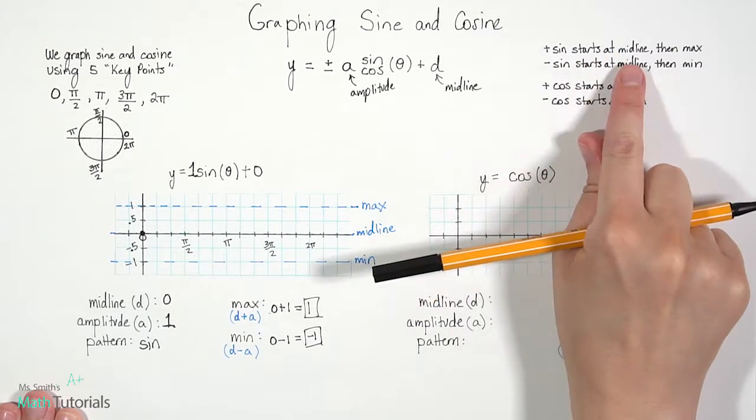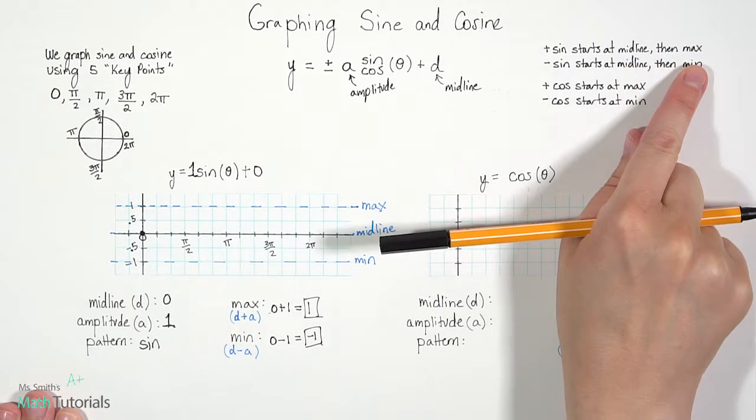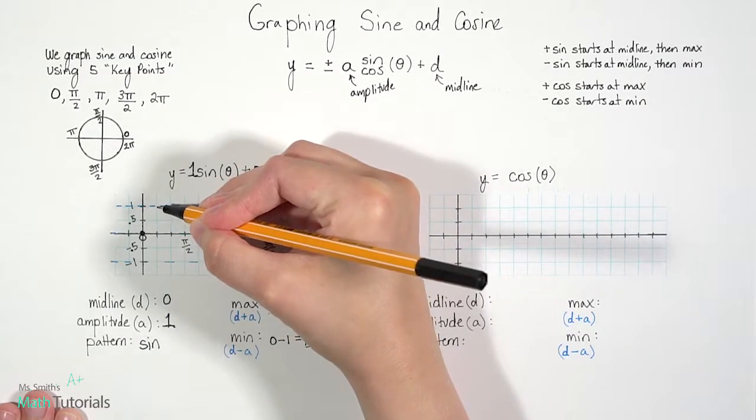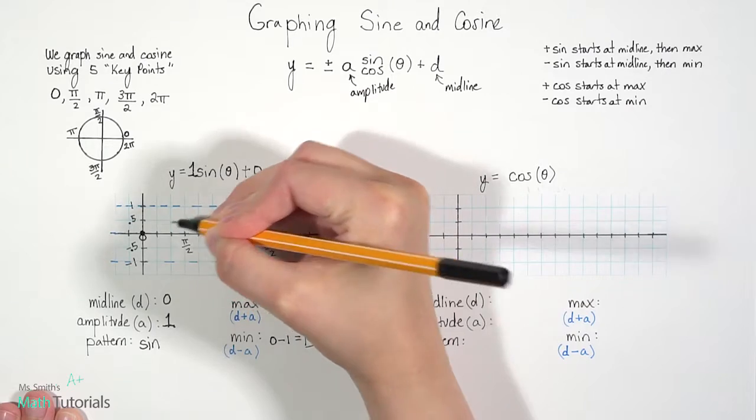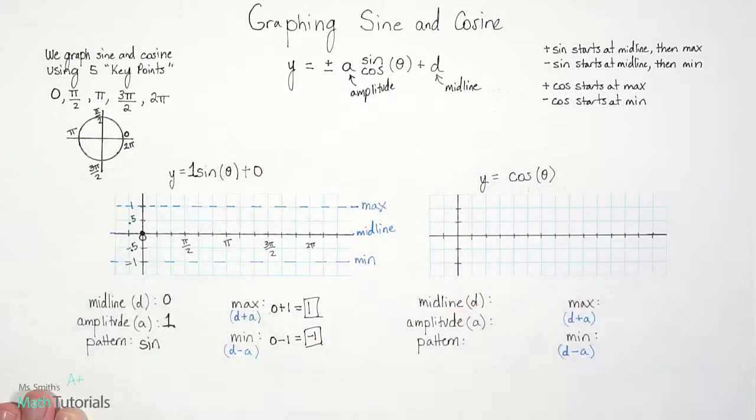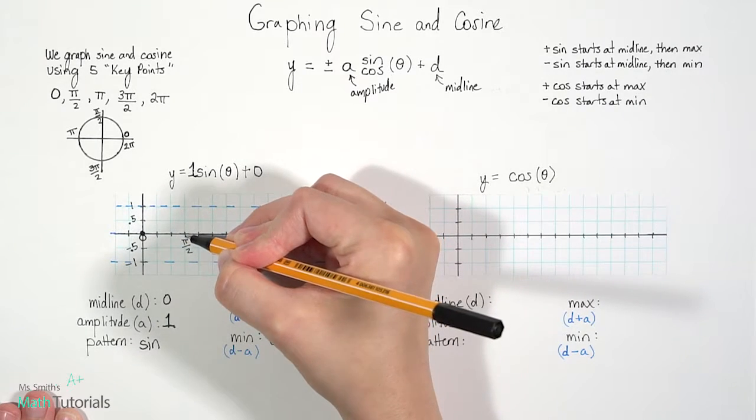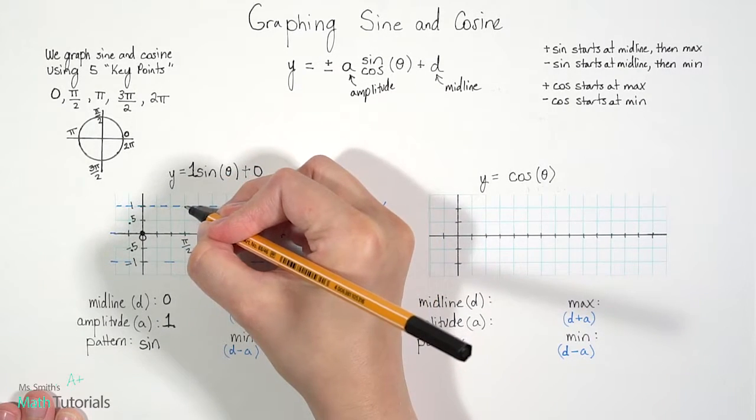So it says it starts at midline, then max. So because it's positive sine, I'm going to be going up. Now I'm not going to go up right here, right? Because that isn't my next point. My next point is actually here. And again, I've done this to kind of create some distance. So my next point over here at pi over 2 is going to be at the max.